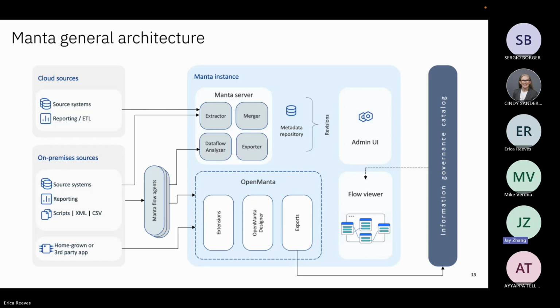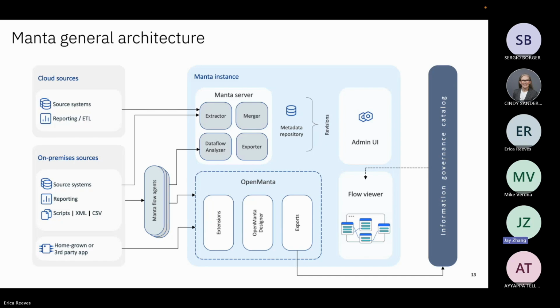Basically, a scan consists of two parts. The first part is extracting the metadata from the source system as well as the target system. We need to understand what kind of metadata we are dealing with. And then the second piece is the analyzer. The analyzer is really doing the heavy lifting. It figures out what kind of transformation happens against the underlying data.